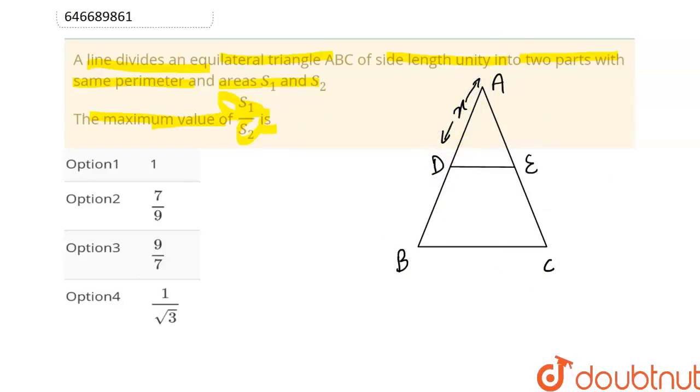Now if the length of AD is X, we know that the given side length is unity, then BD becomes 1 minus X, right? And if AE is Y, we assume then EC will become 1 minus Y, right? And BC length is 1. Now here it is given that the perimeter is the same.